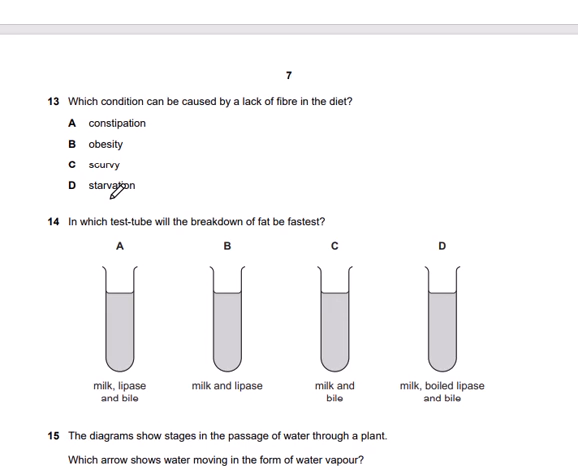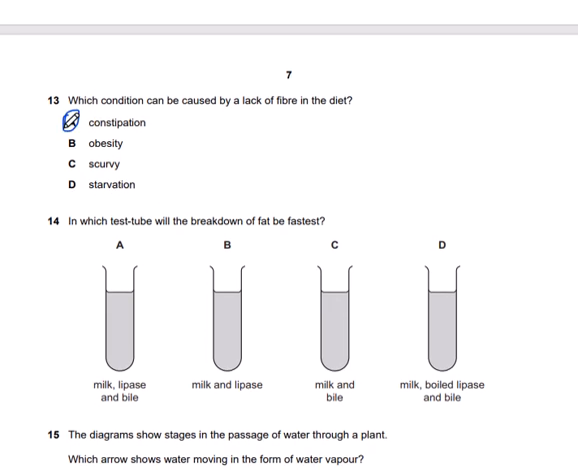Which condition can be caused by the lack of fiber? Constipation, and that's because fibers allow ease of movement of feces and other excretory products.